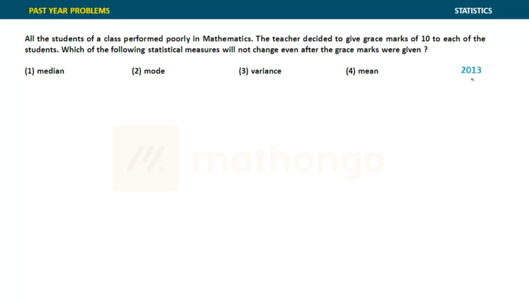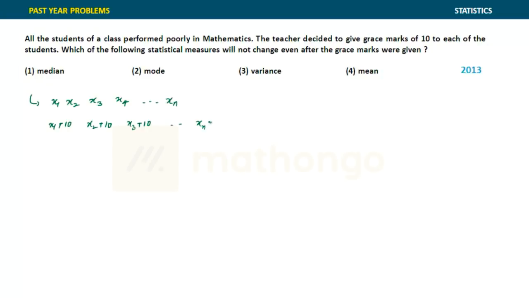For example, this is a 2013 JEE Mains problem. It says all the students of a class performed poorly in maths. The teacher decided to give grace marks of 10 to each of the students. Which of the following statistical measures will not change even after the grace marks were given? Can you see, this is simply a lollipop question where you will easily fetch 4 marks just by looking at the question. So let's say there were n students, and these are the marks obtained by students, and then each of them is given grace marks of 10, right? This is what is said, right?